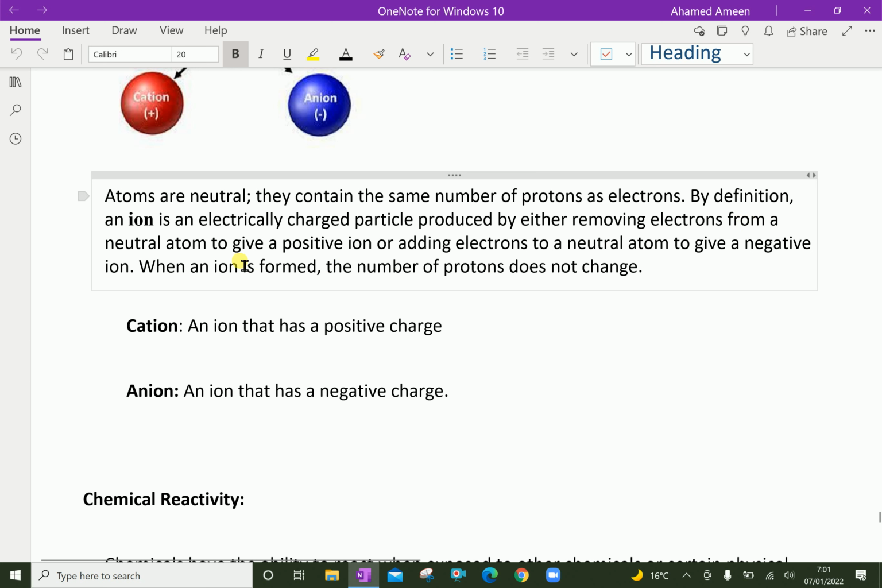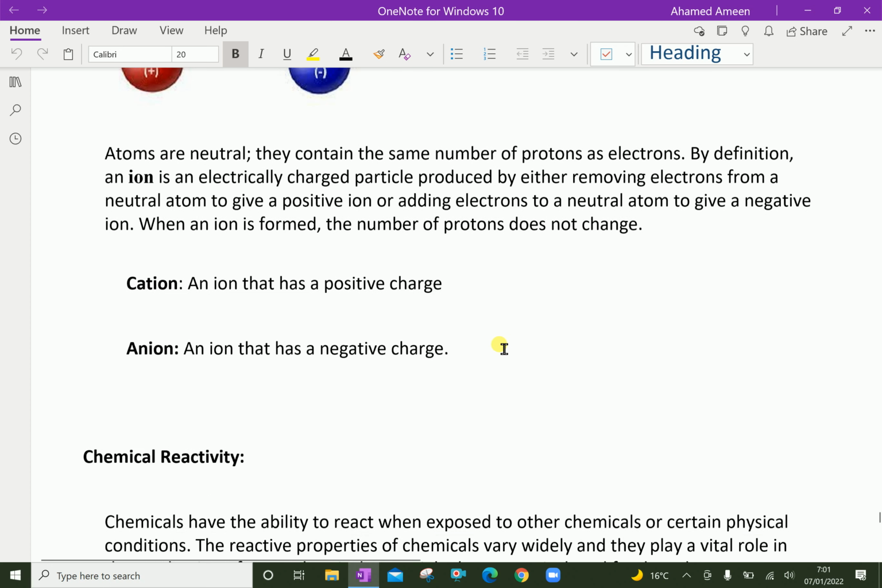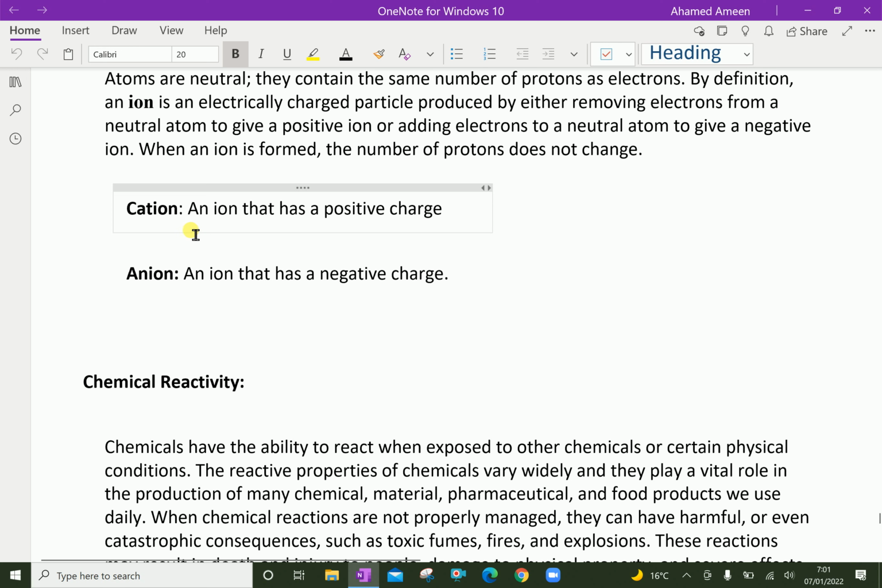By definition, an ion is an electrically charged particle produced by either removing electrons from a neutral atom to give a positive ion, or adding electrons to a neutral atom to give a negative ion. When an ion is formed, the number of protons does not change. Cation: an ion that has a positive charge. Anion: an ion that has a negative charge.